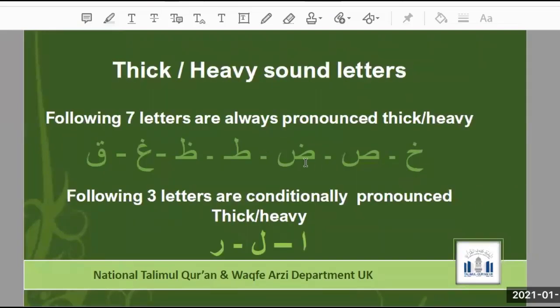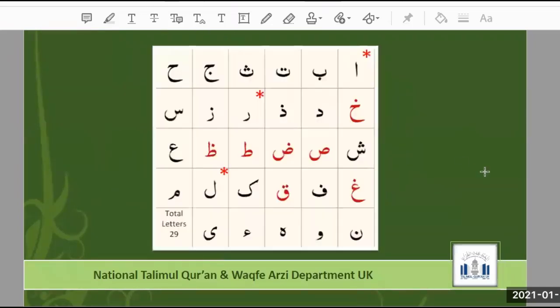Those 7 heavy or thick sound letters are Kha, Sod, Dod, Ta, Za, Ghain, and Qaf. And Alif, Lam, and Ra, these 3 letters are conditionally thick and thin letters. I don't want to go into detail at the moment because we will learn these differences a little bit later. But I would like to revise all 29 alphabets today.